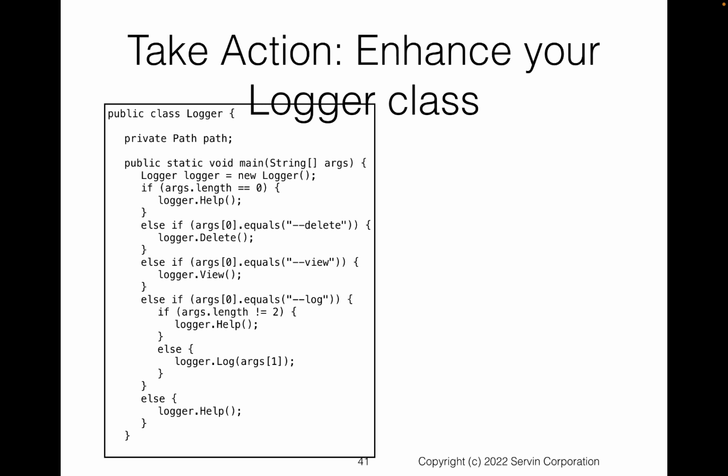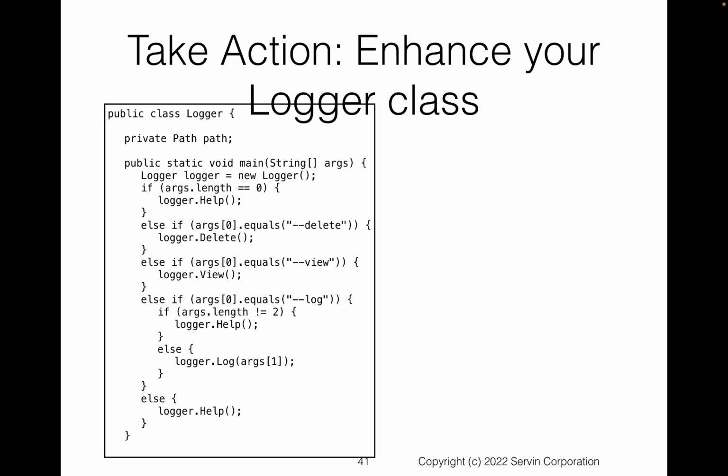Else, if args[0] equals --log, then we know that if it equals --log, we're looking for another parameter, which will be the message we want to write to the log. So we check to see if args.length does not equal 2 because we're expecting to have 2 arguments, right?